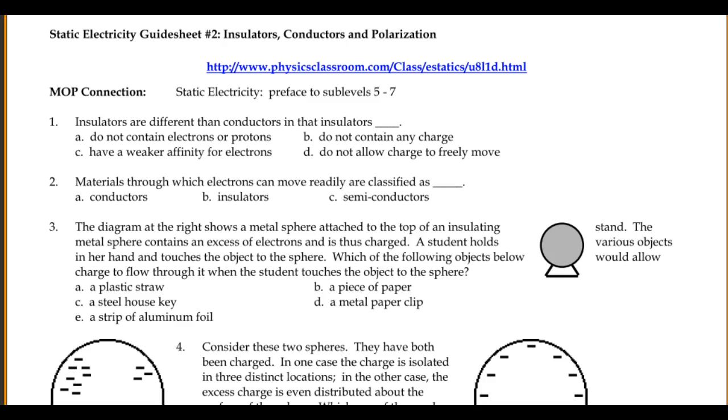Insulators are different than conductors in that, now, everything contains electrons and protons. Everything contains charge. The difference is the nature of the movement of that charge. Insulators are things that do not easily allow the electrons, the charge, to move around. So actually we say they have a higher affinity for electrons. They tend to hang on to the electrons and not let them move easily from atom to atom.